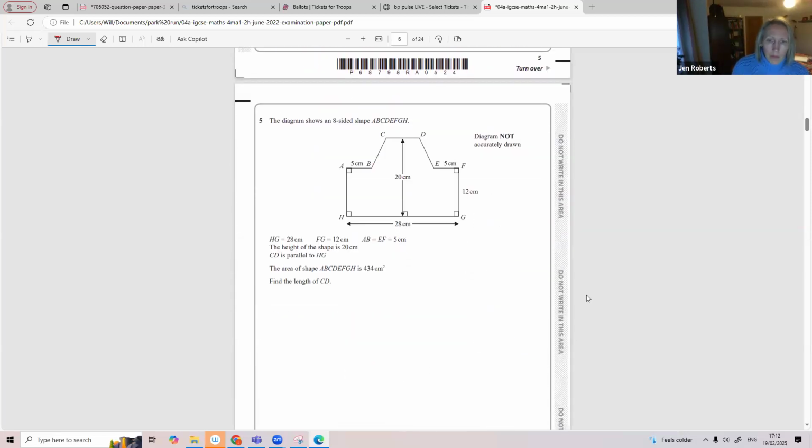Total area of the shape is 434 centimetres squared. Got unknown length CD, which I'm going to call X. So the area of this rectangle here, 12 times 28, 336. I'm just going to take that off of my 434 because I know that trapezium at the top will be the leftover. Gives you 98.